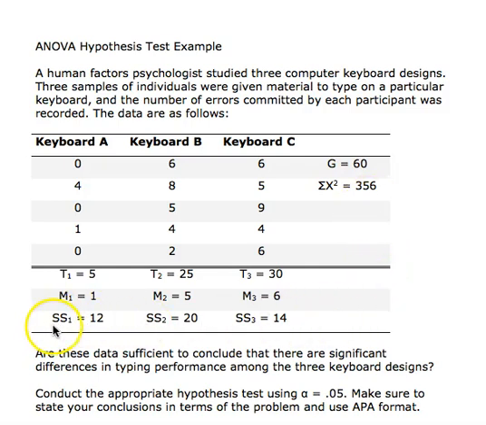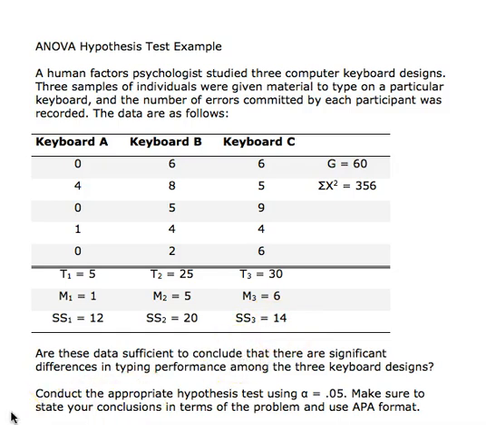And I've calculated SS1, which is equal to 12. So this is sum of squares within, right? So this is sum of squares within for group 1 is 12. Sum of squares within for group 2 is equal to 20. And sum of squares within for group 3 is equal to 14.